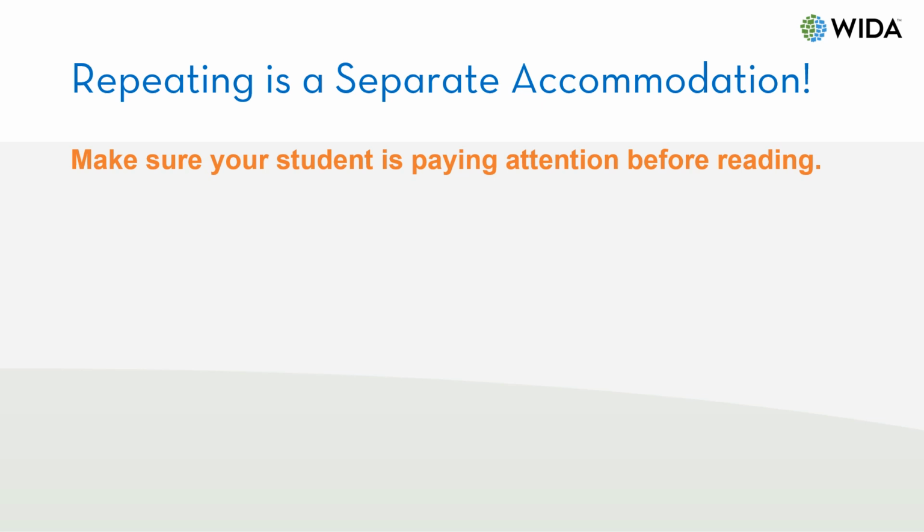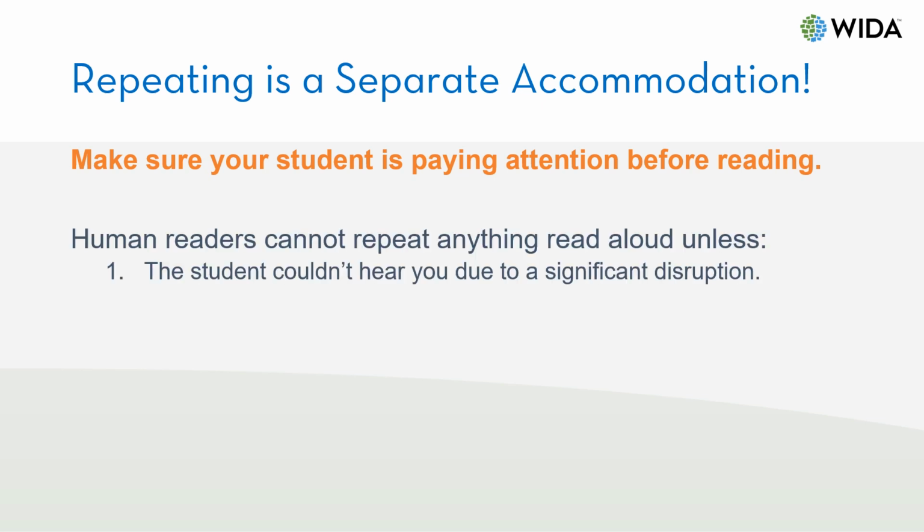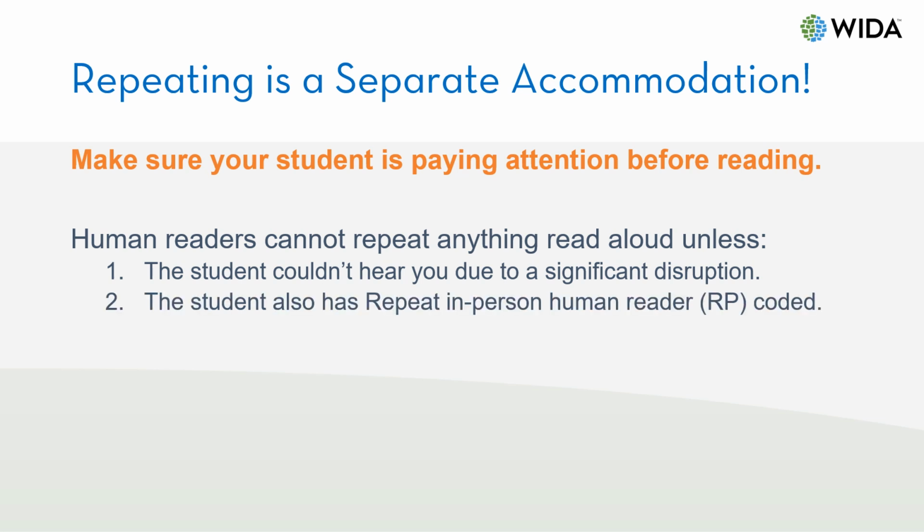Repeating what you read aloud as a human reader is not permitted, so make sure that your space is quiet and your student is attending to you before you start reading. Attending means that they are looking at you or the computer, nodding, or otherwise actively listening. Direct a distracted student back to you before reading. You may not repeat anything unless the student couldn't hear you over a loud noise or the student has an additional accommodation coded. Repeat In-Person Human Reader lets you repeat whatever you are allowed to read, but there are rules.